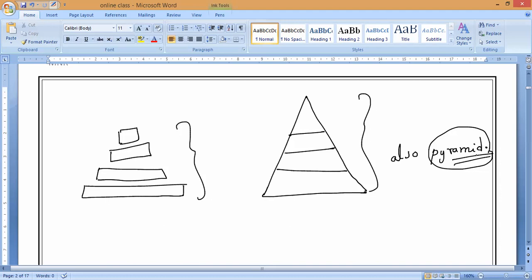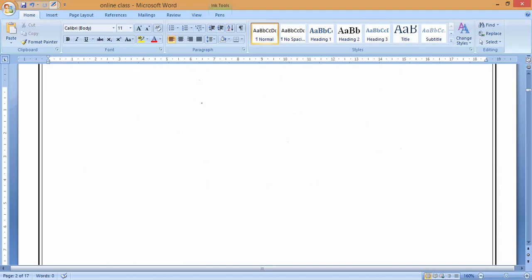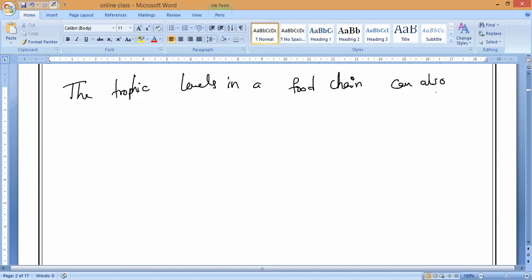So now, first, you can write it as a point: the trophic levels in a food chain can also be represented by a pyramid of numbers. That is the thing you have to write. The trophic levels in a food chain can also be represented by a pyramid of numbers.